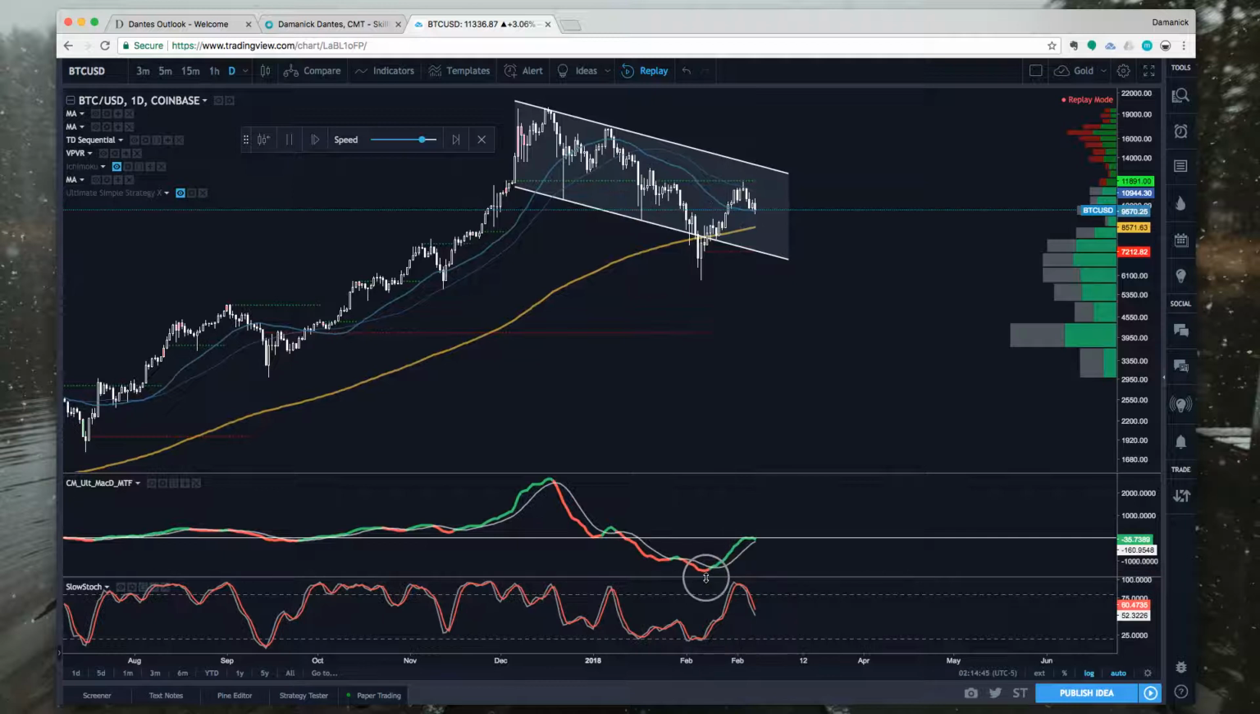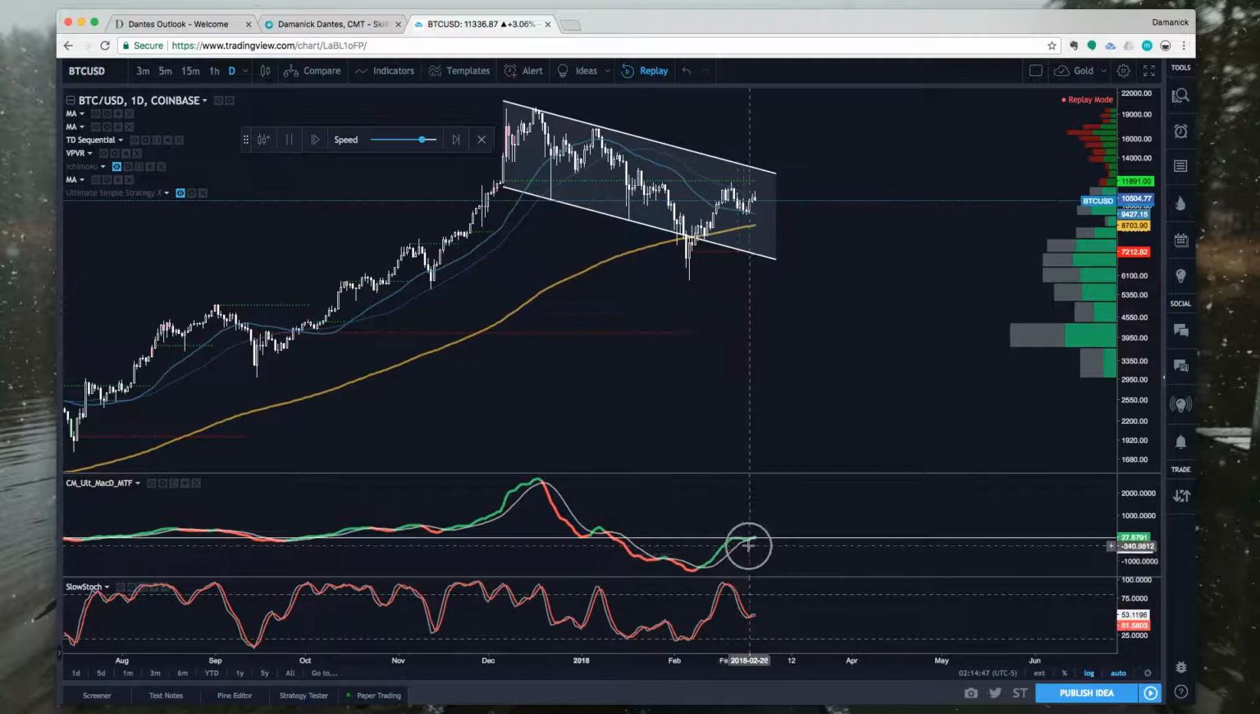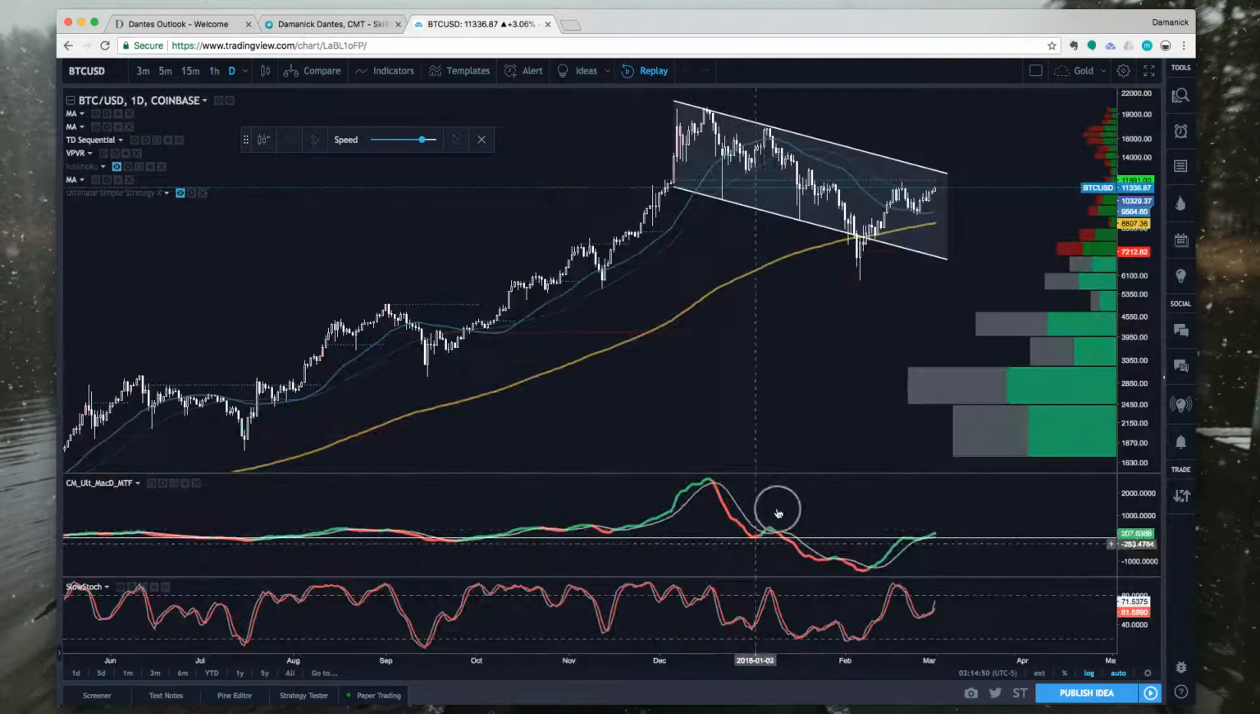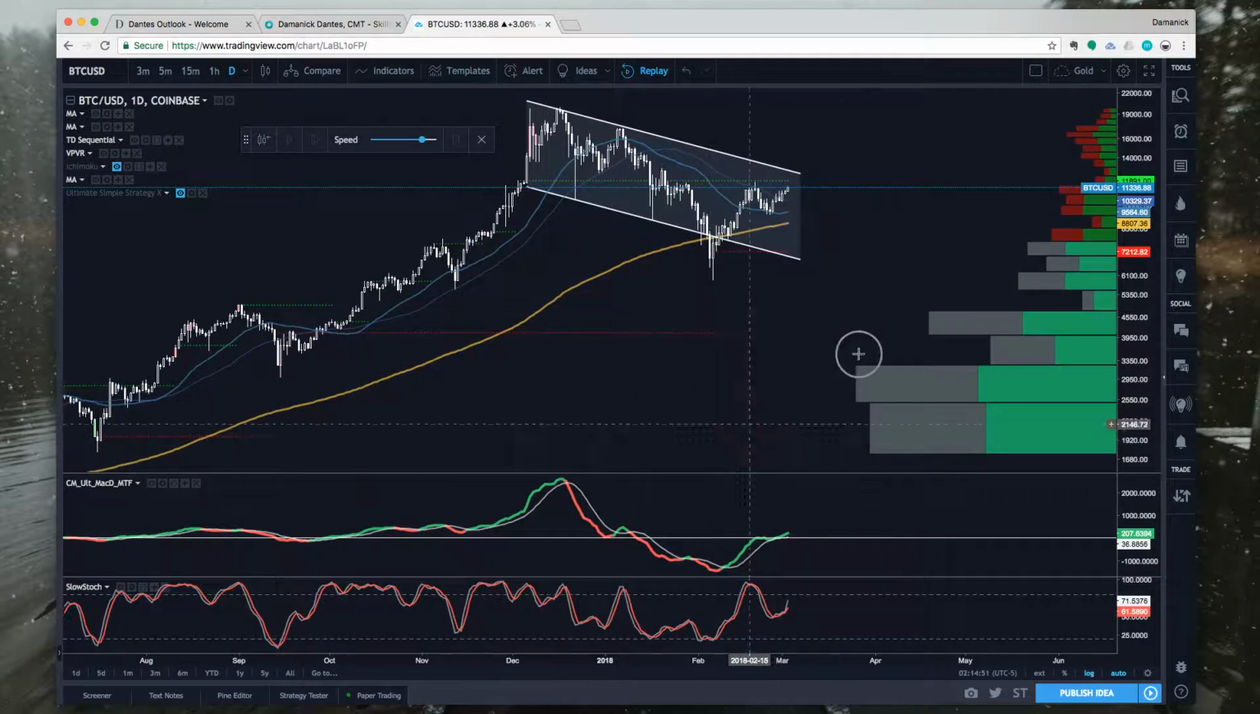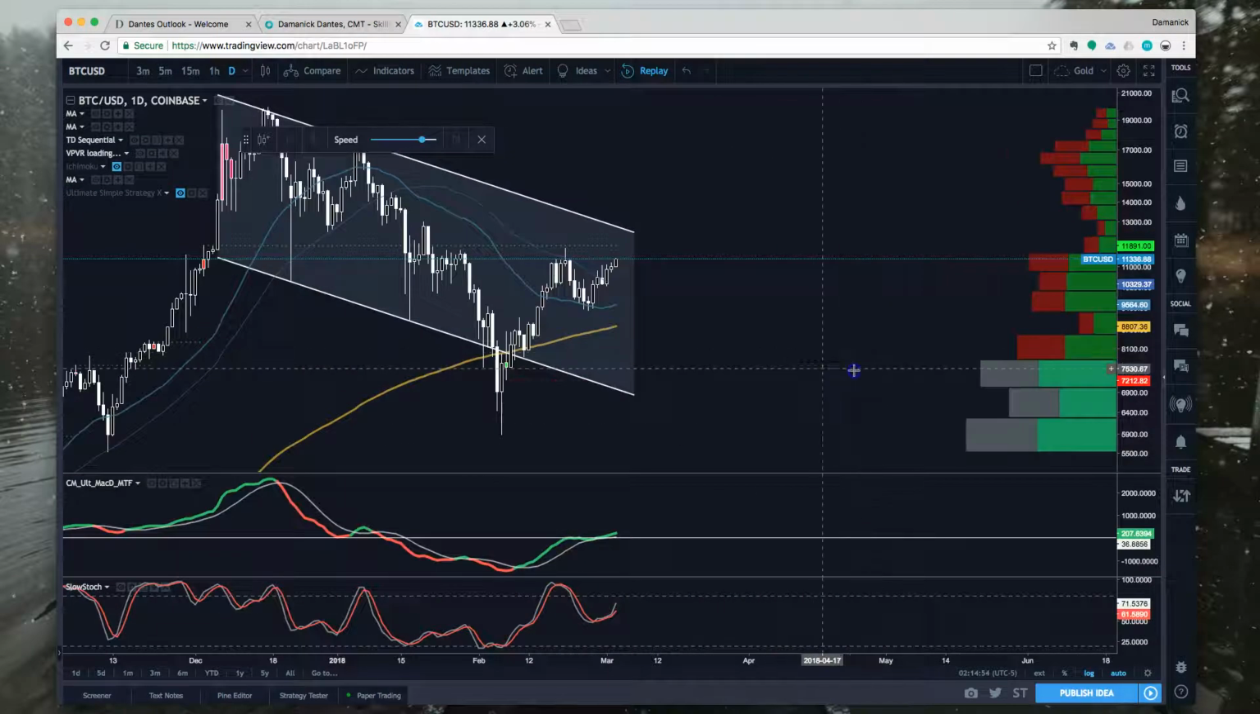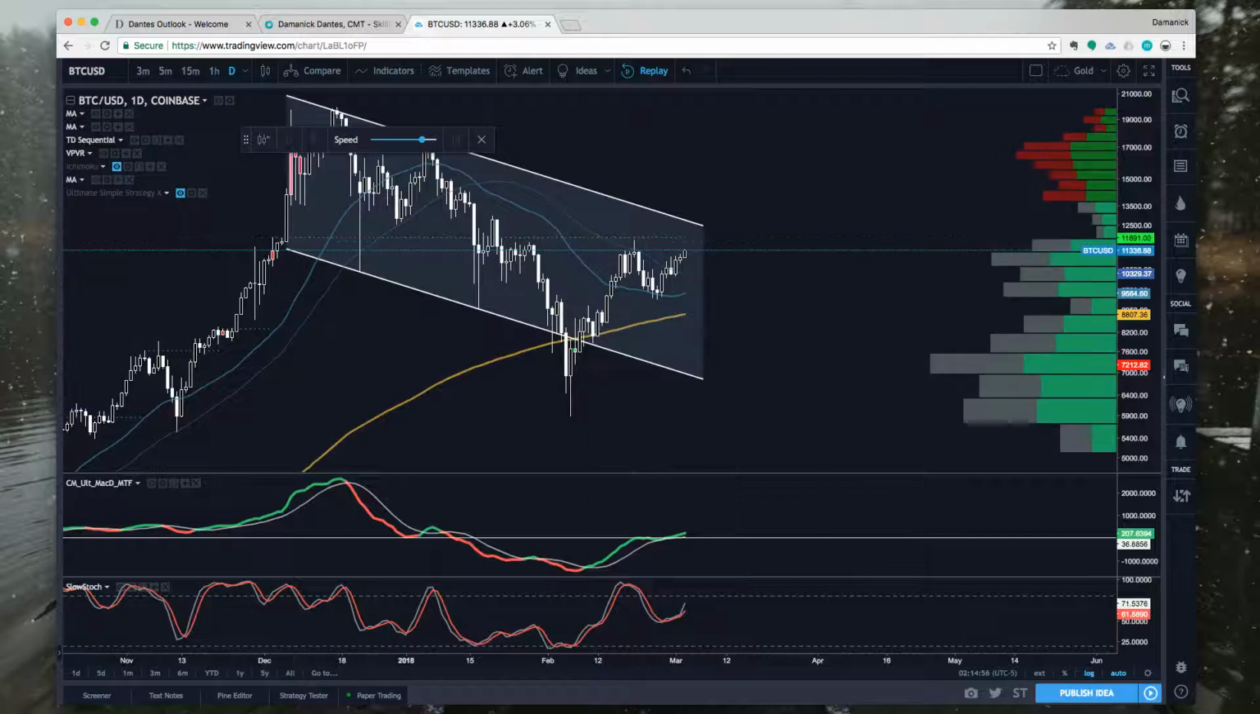You can see here the oscillators were tending towards a positive build in momentum, and currently where we are today is an interesting roadblock in a way, because we've got resistance around $11,891 in Bitcoin, and that's going to be a pretty significant level.